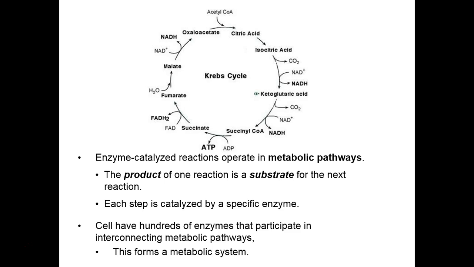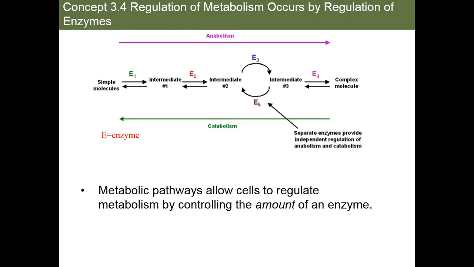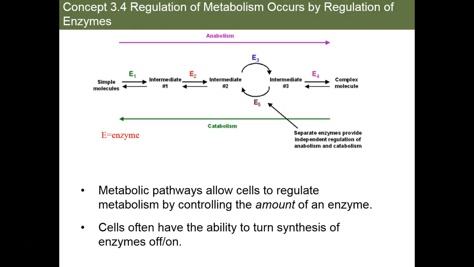Cells have hundreds of enzymes that participate in interconnecting metabolic pathways, which forms a metabolic system. Metabolic pathways allow cells to regulate metabolism by controlling the amount of a particular enzyme. Cells have abilities to turn the synthesis of enzymes on or off.